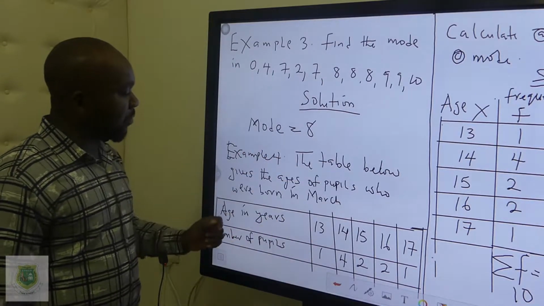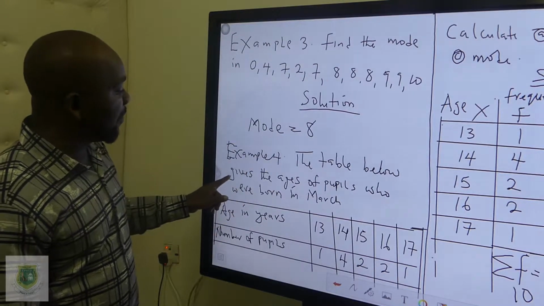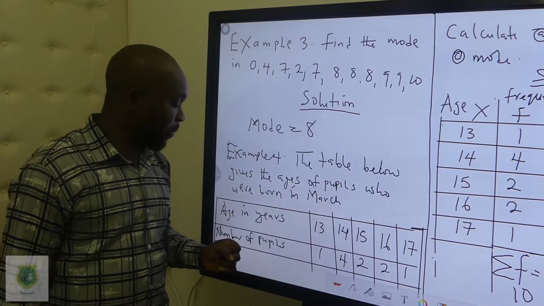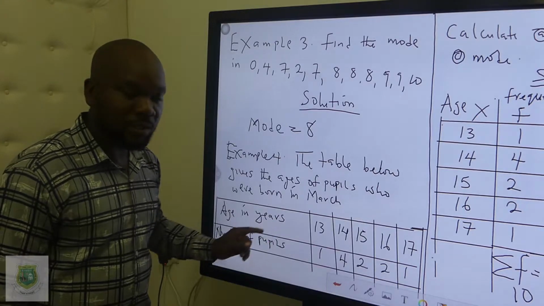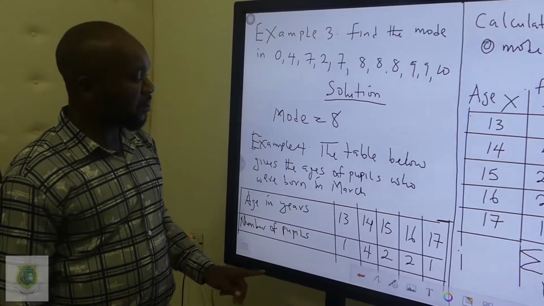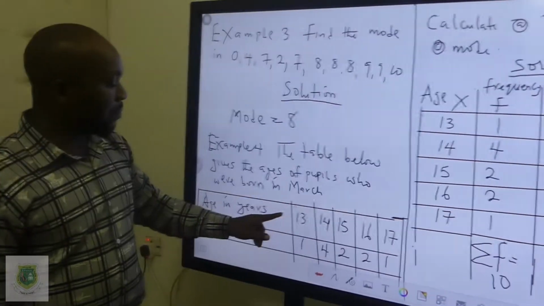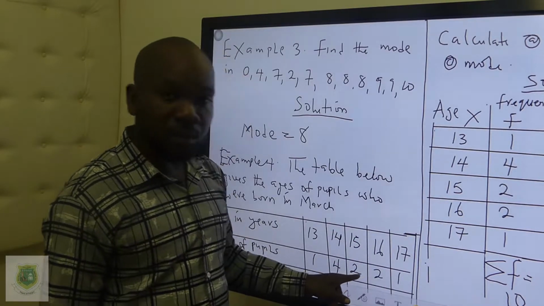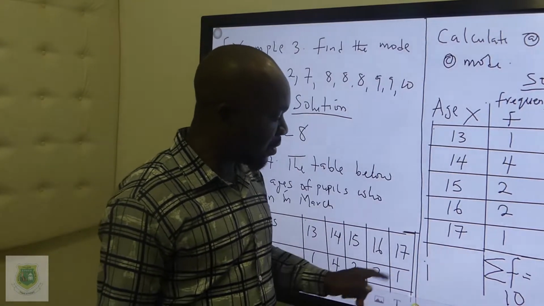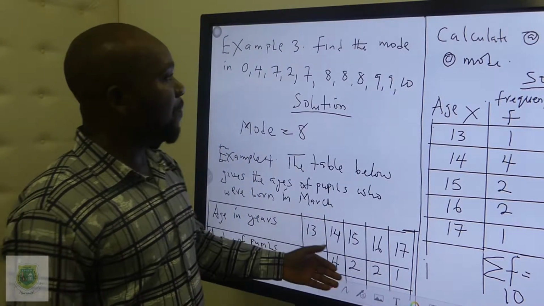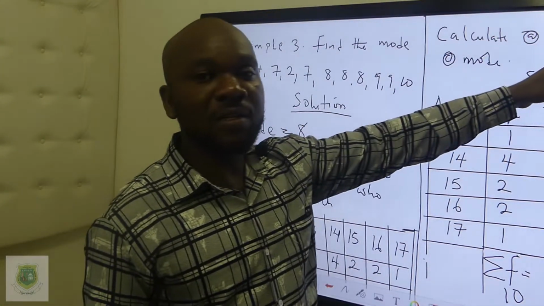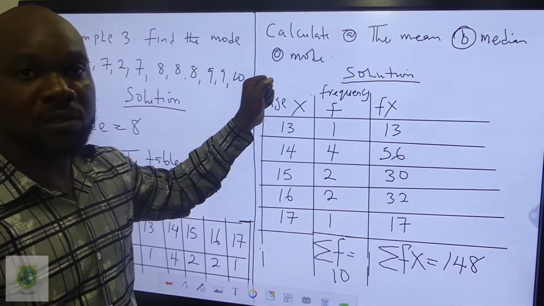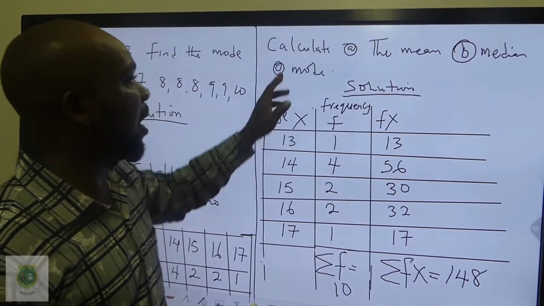Look at this one. This example now is in a table. Example 4 says, the table below gives the ages of pupils who were born in March. Age in years, number of pupils: 13, only 1. 14, 4. 15, 2. 16, 2. 17 is 1. From this, calculate the mean, the median, and the mode.